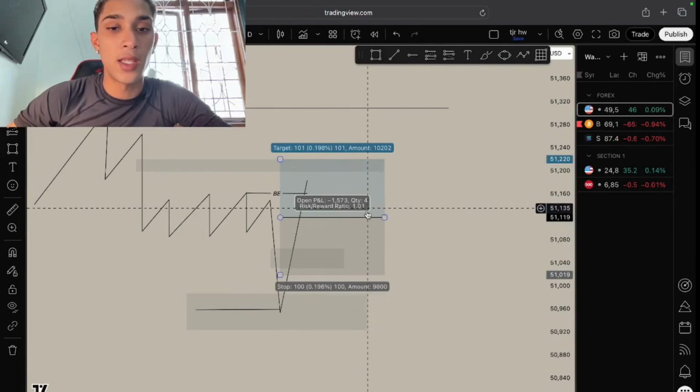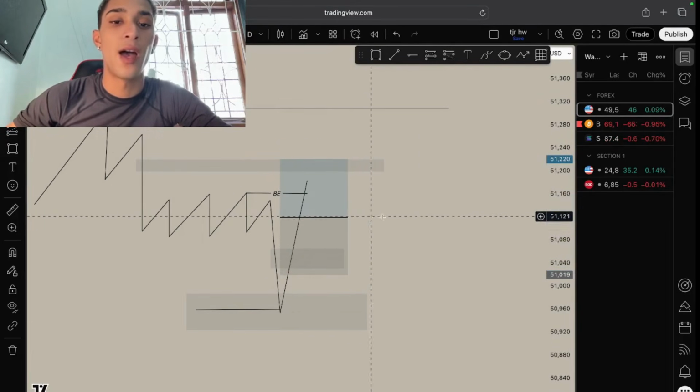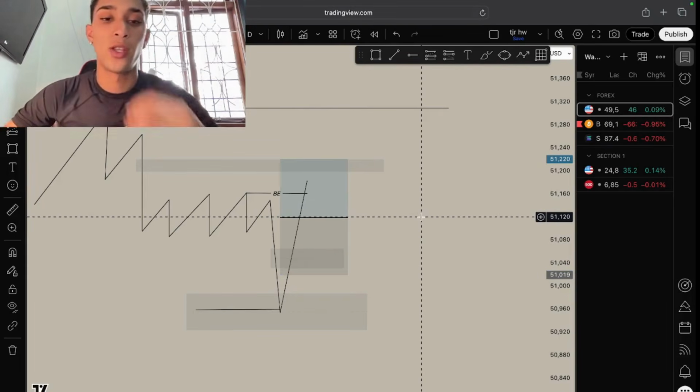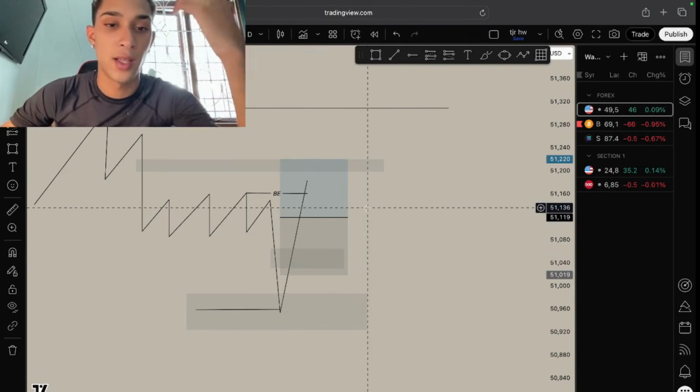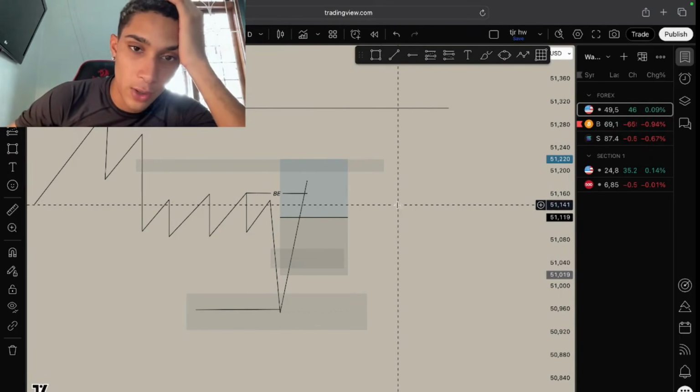Because in these situations with the discretionary model, the idea is to be able to capitalize on these small inefficiencies where we have a small range where we know price will react from there to there. So this is what our targets are going to look like.